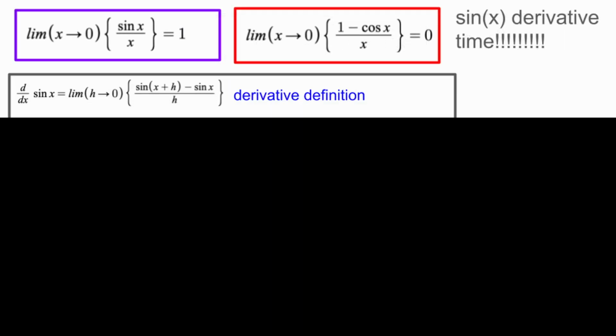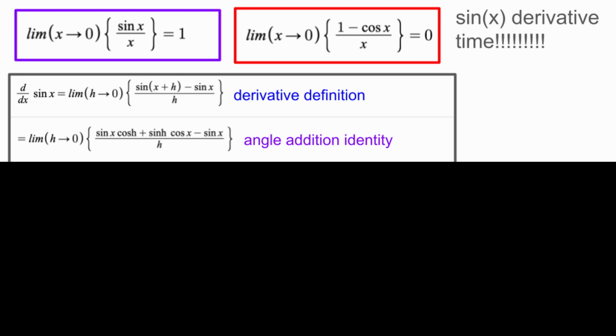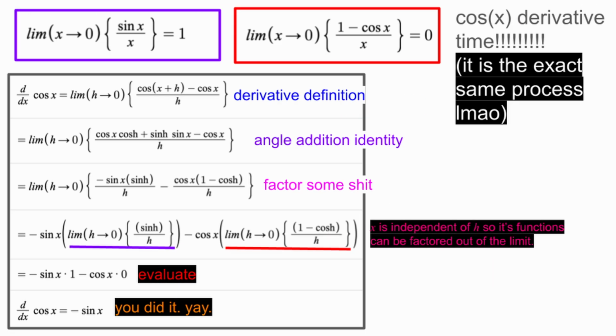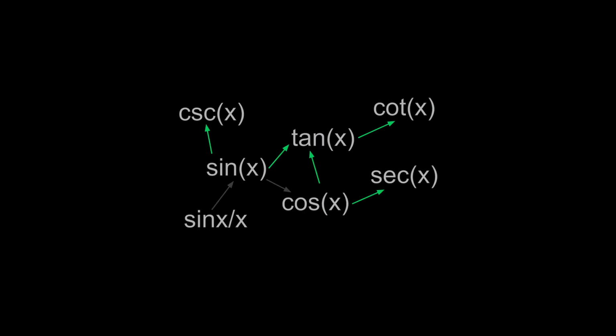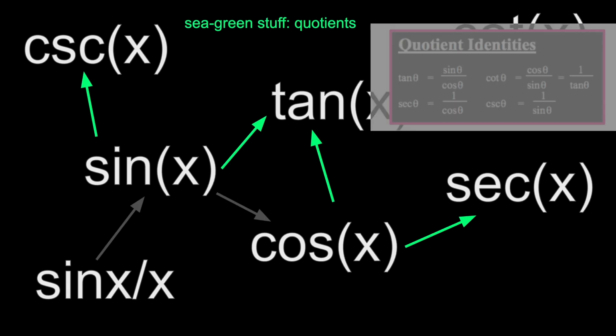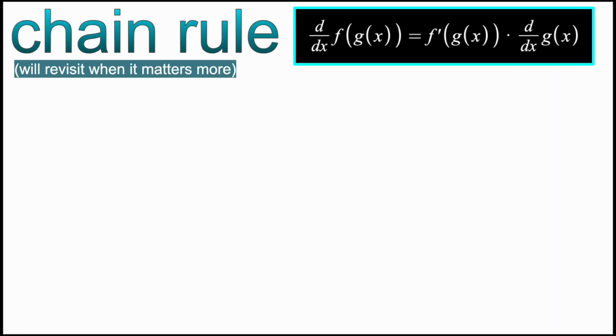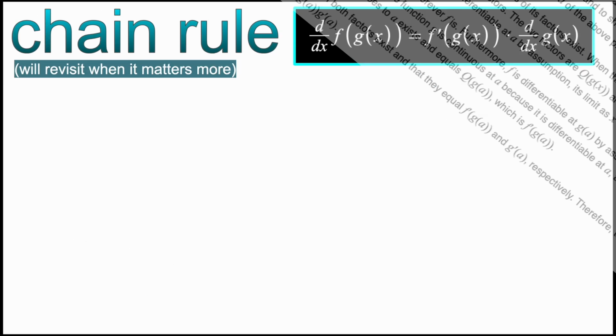Now, if we try to plug the sine function into the derivative definition, we can use an angle addition identity or two, resolve these limits, and we're done. We can do the same thing to find the cosine derivative, and for the rest of them we're going to need to back up a little bit. We have to handle these reciprocals somehow, and for that we're going to need the quotient rule, which means we need the chain rule. I will not prove the chain rule because I'm too stupid to understand it.